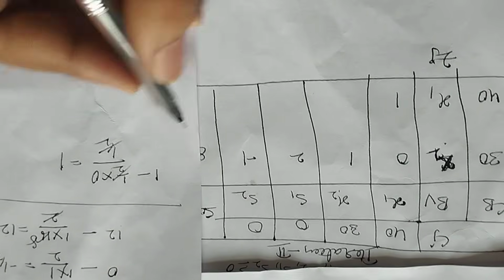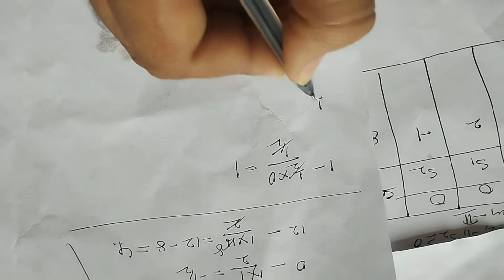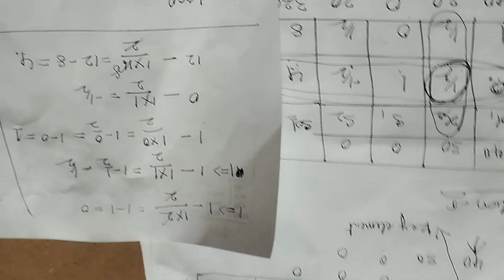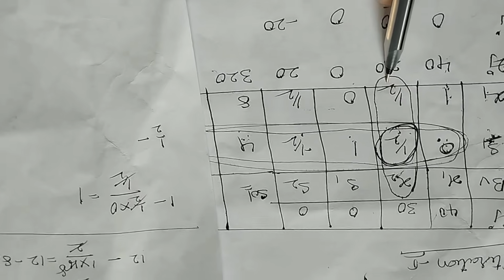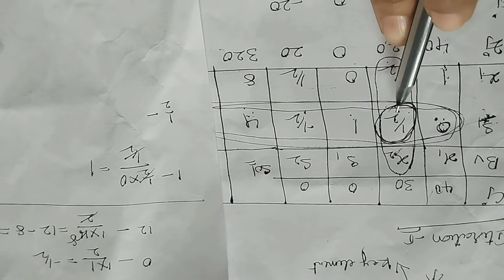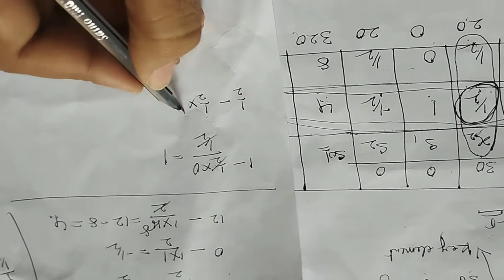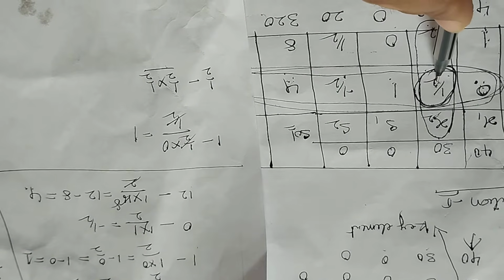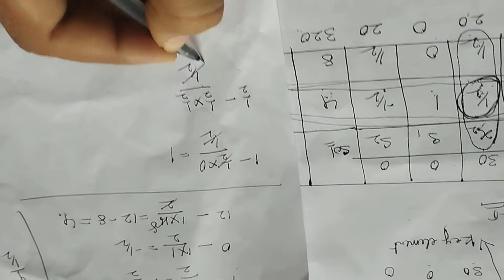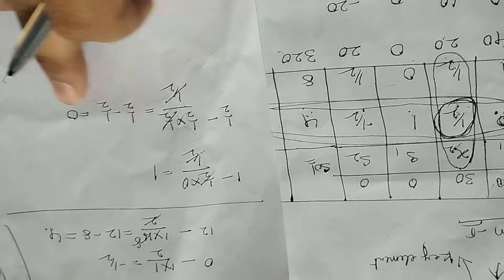And similarly the next value. What is the next value here? 1 by 2, the old value, minus the corresponding key column value 1 by 2, into the corresponding key row value 1 by 2, divided by the key element 1 by 2. This 1 by 2 and this 1 by 2 cancel, so it is 1 by 2 minus 1 by 2, equal to 0. Instead of 1 by 2 we should write 0.